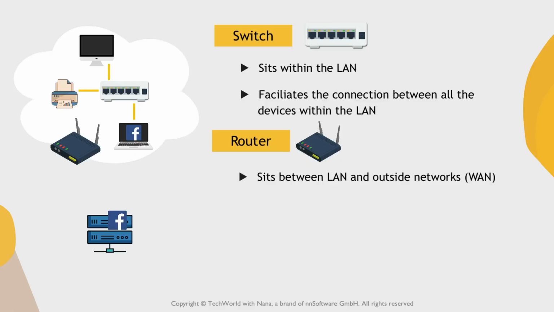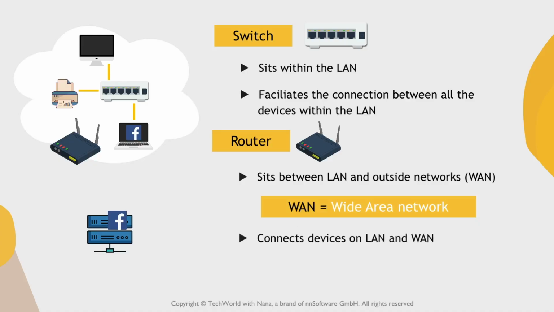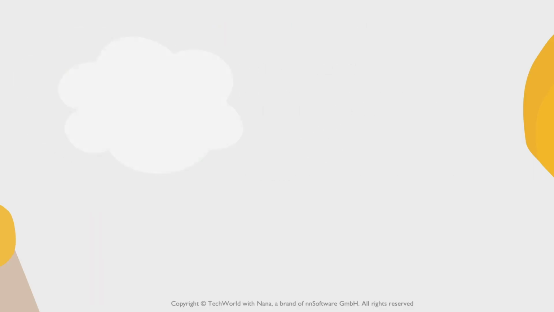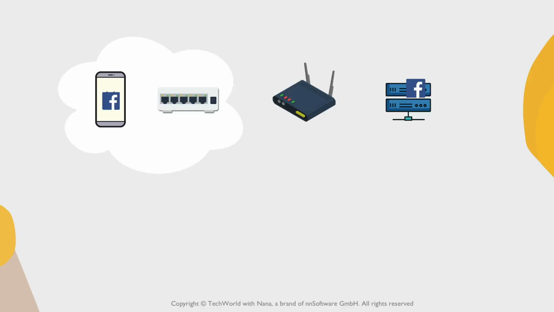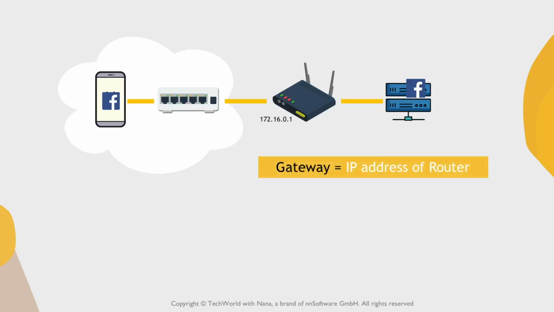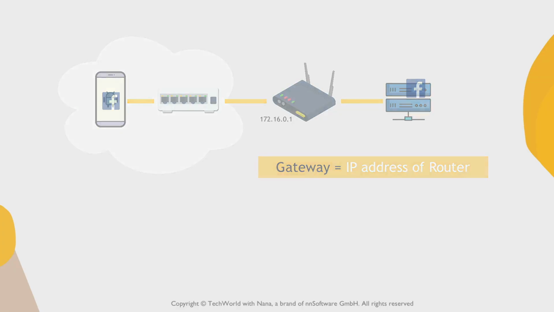Router is a network device that sits between the local area network and the outside network, which is also called a wide area network or WAN. So the router connects devices on local area network and wide area network, which means the router connects you to the internet. Back to our Facebook example, if you want to open Facebook app on your phone will send a request to the router. Then router will send that request to Facebook server over the internet. And the IP address of the router is called a gateway. So when you hear the term, router and network gateway are basically the same thing.